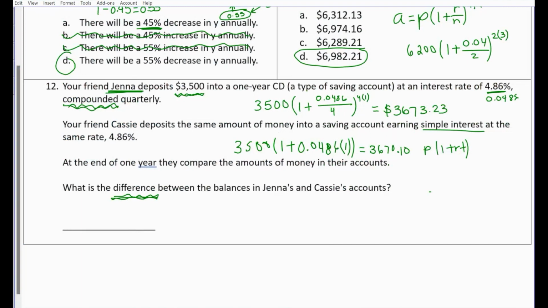And now it wants to know the difference between the two. Well, I'm just going to subtract these two. Once I subtract, I get $3.13. And that is our Module 8 test review.